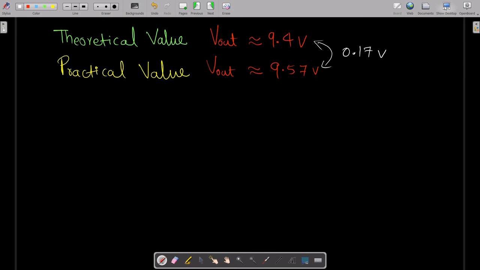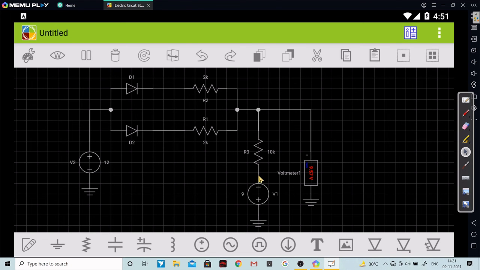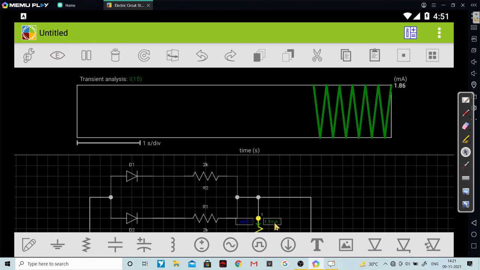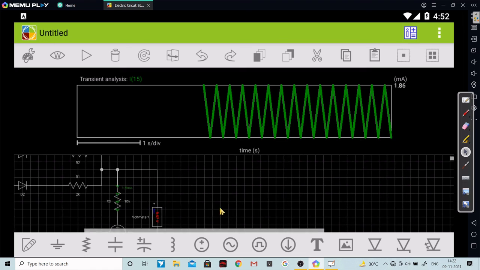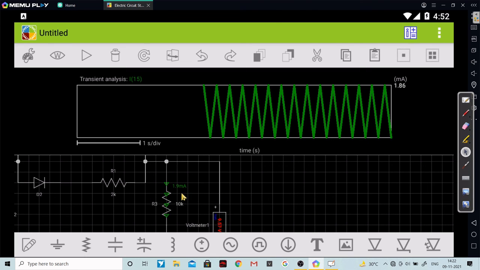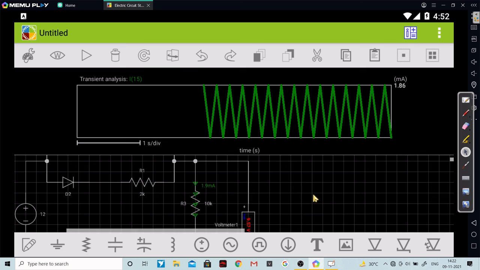Now we'll also check the value of current flowing through these two components, or this entire loop. Let me see the value of current. Sorry, let me delete this particular part and zoom in. Yes, it is 1.9 milliampere.